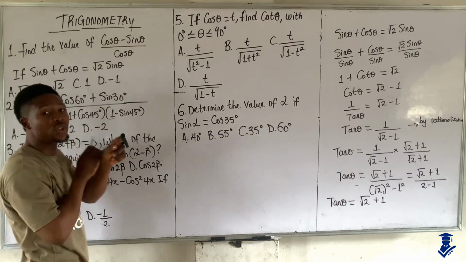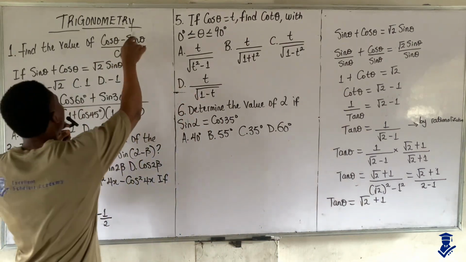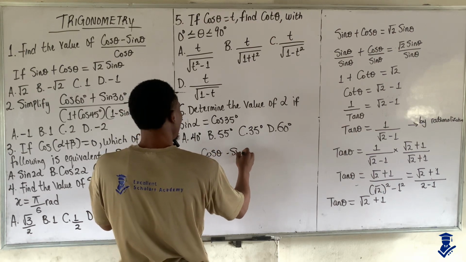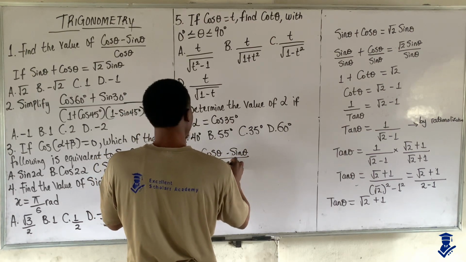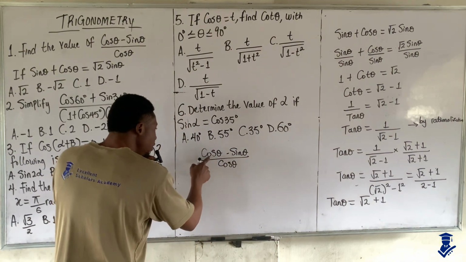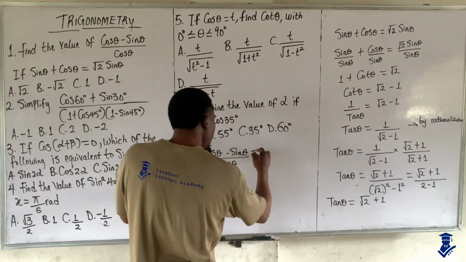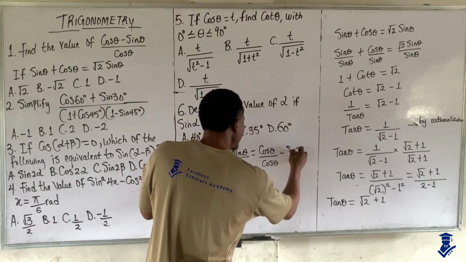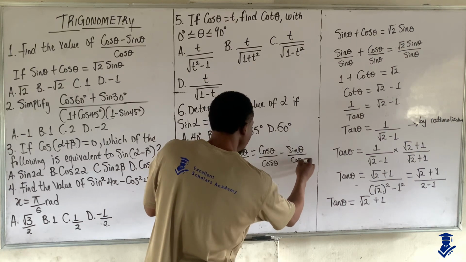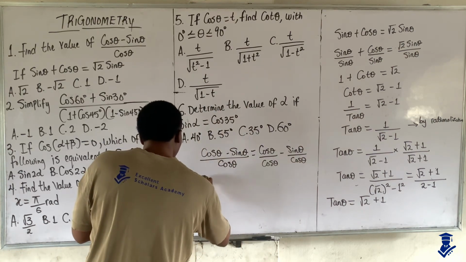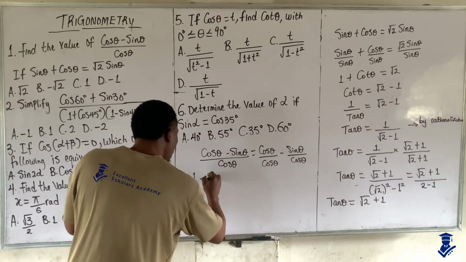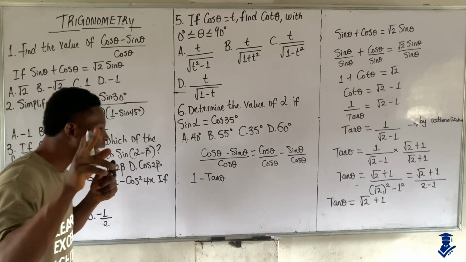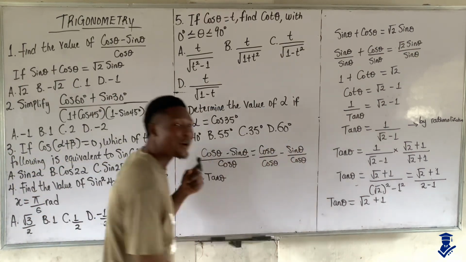Now, let's go back to the question. We're asked to find the value of cos theta minus sin theta over cos theta. We can divide this by cos theta and divide this by cos theta. So it becomes cos theta over cos theta minus sin theta over cos theta. Cos theta divided by cos theta gives us 1, minus sin theta over cos theta, which is tan theta.